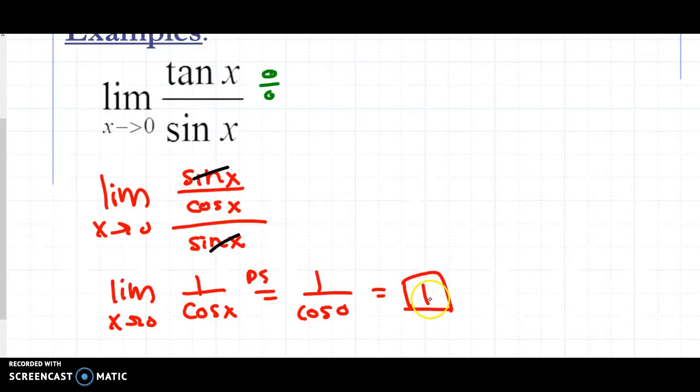So I got an answer of 1. Let's take a look at how I got that. Now, don't forget, we're always looking to use direct substitution first. That's always our first look. But we got indeterminate form because we end up getting 0 over 0.